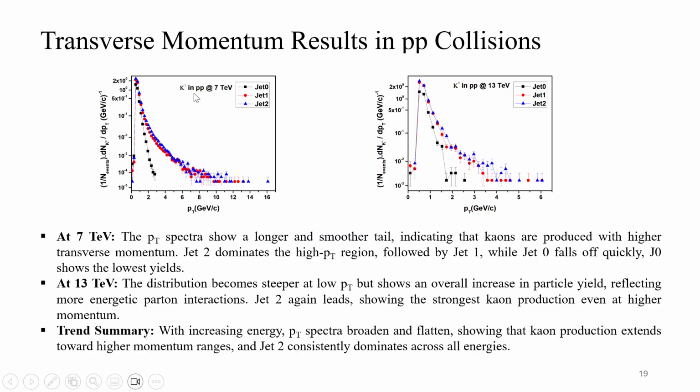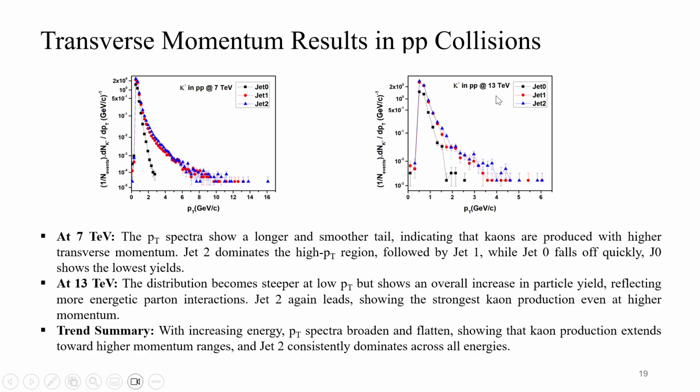Now here is the transverse momentum at 7 and 13 max tera electron volts. Again, what you can see here is that the production of high momentum particles now exceeds up to 16. It means more high momentum particles are now being produced at 7 tera electron volts. Again, jet 2 dominates and jet 0 has the lowest yield. Why? Because whenever jet is off, there is production of only low momentum particles, and low momentum particles are frequent here.